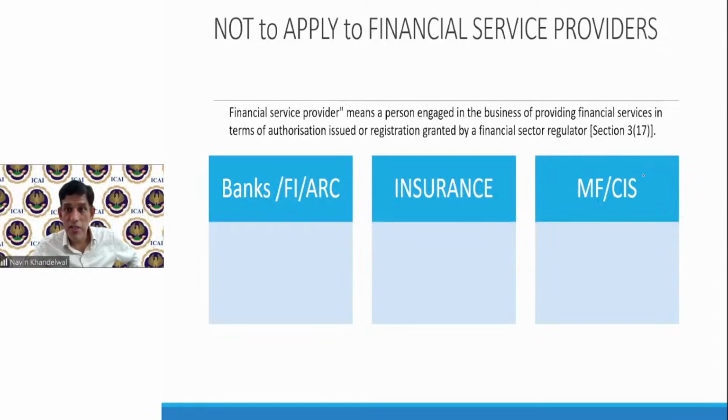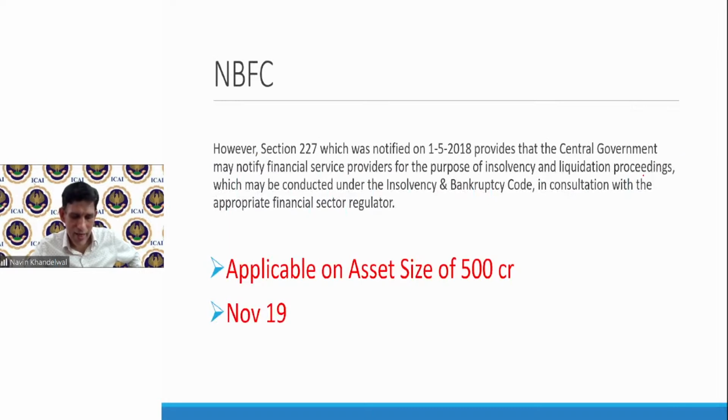Then it does not apply to financial service providers. That means if I want to file a case against a bank, take it to court for insolvency, no, you cannot. To an ARC, no. Insurance companies, no. Mutual fund, no. Collective investment scheme, no. You are not allowed to file a case against these agencies or service providers. But yes, to NBFC, correct. It applies to NBFCs, but it was only introduced in 2018. It became applicable from November 2019, but only to those NBFCs having an asset size of 500 crore or more.